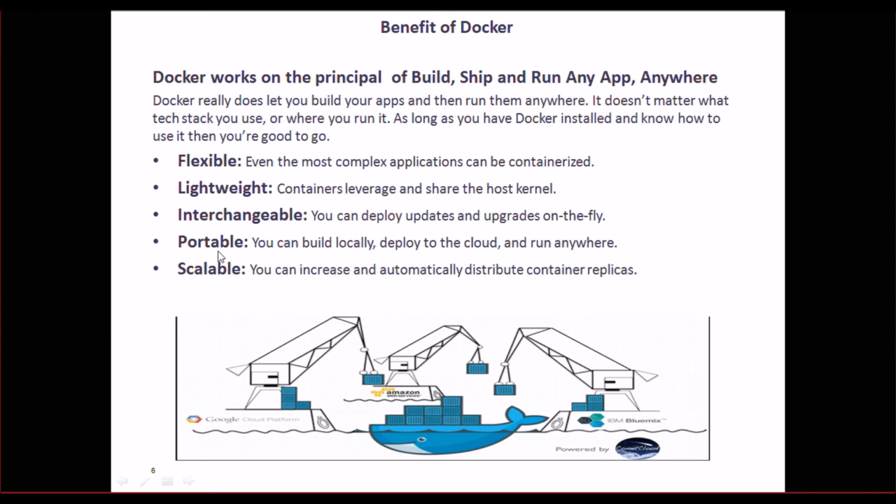The good thing about Docker is it's portable. Portable means you can build locally, as I was saying here, and deploy it to the cloud or anywhere you want, in any of the clouds. That's why Docker is called portable. The next is scalable, right? Docker is also pretty much scalable. You can increase and automatically distribute the container replicas. That means if you have one container, and if you feel there will be some load in future, you can tell Docker, if the load is increasing, increase the number of containers. If the load is decreasing, decrease the number of containers. So Docker is pretty much scalable as well.